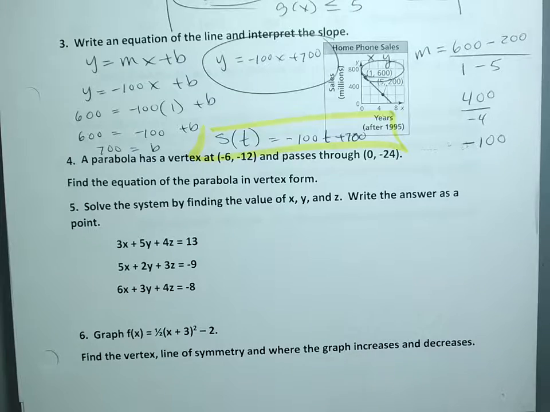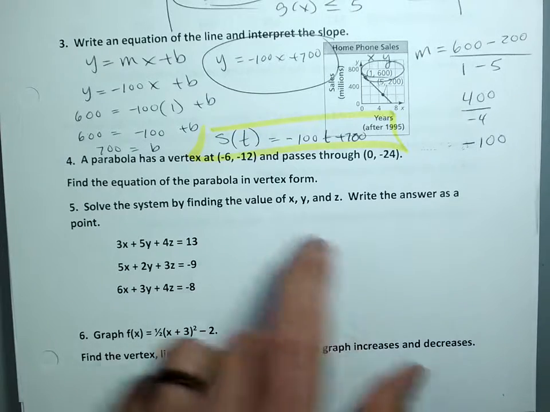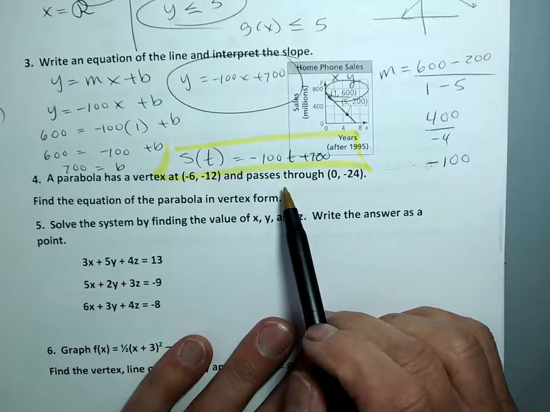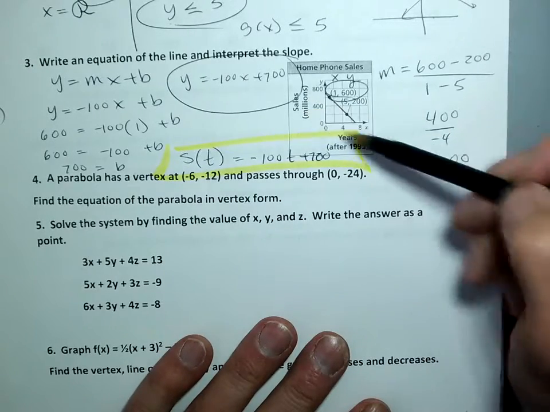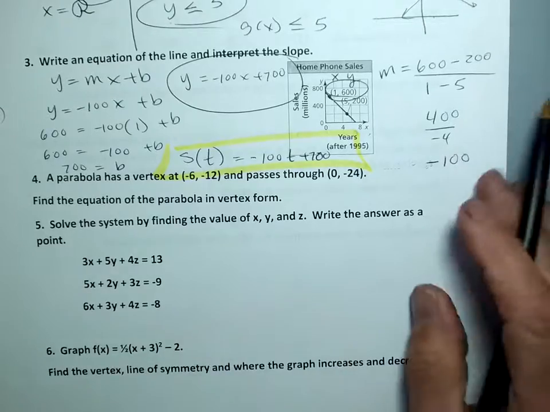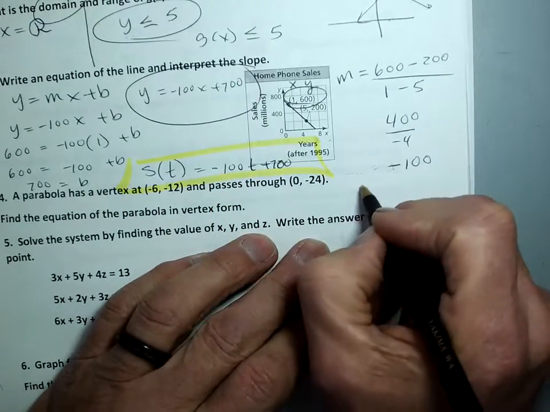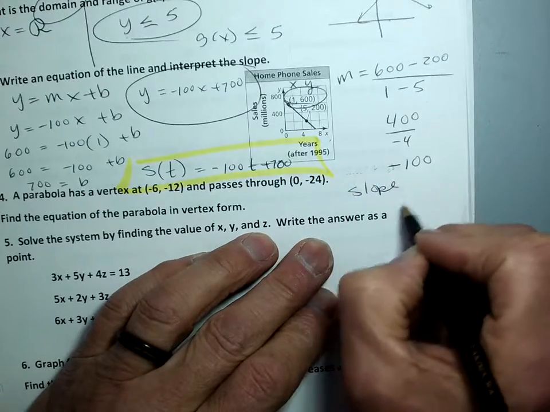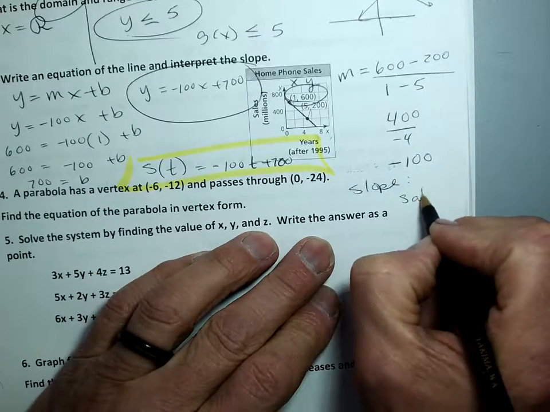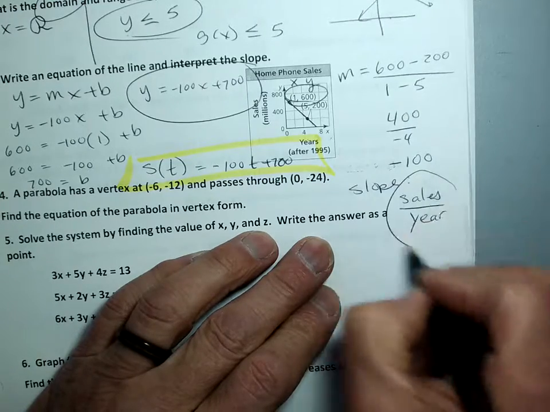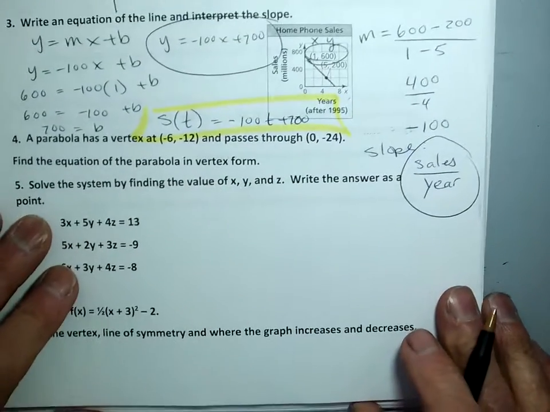Now, let's interpret the slope. What does the slope mean? So if I interpret the slope, what's the slope? Well, it's going to be sales per year, isn't it? So in words, if it says interpret slope, I'm going to use words. I'm going to say the slope is sales per year. So we need to actually say what that darn slope is: sales per year, okay?